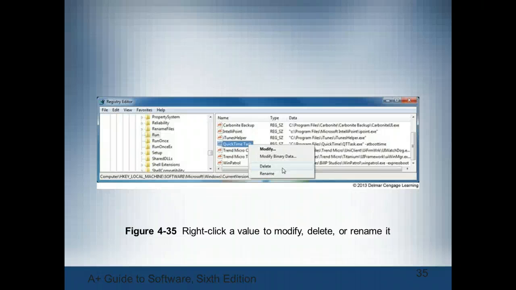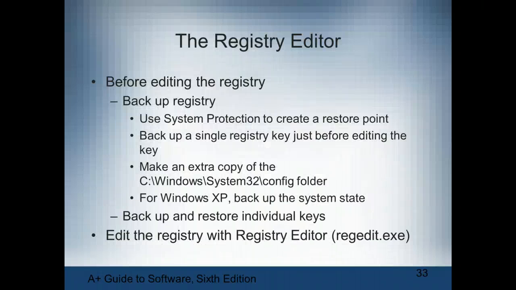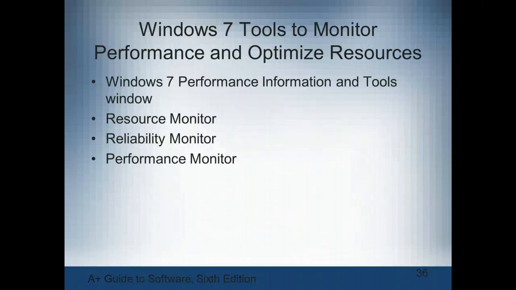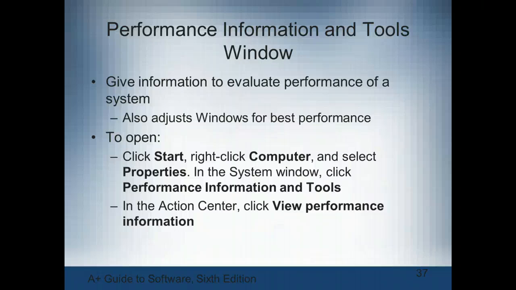I think it said before, back up the registry before you do that. Use system protection to create a restore point. None of these restore points, none of this backup stuff is 100% of the time. Don't count on them working all the time to do those things. Windows Performance and Information Tools: Resource Monitor, Reliability Monitor, Performance Monitor.